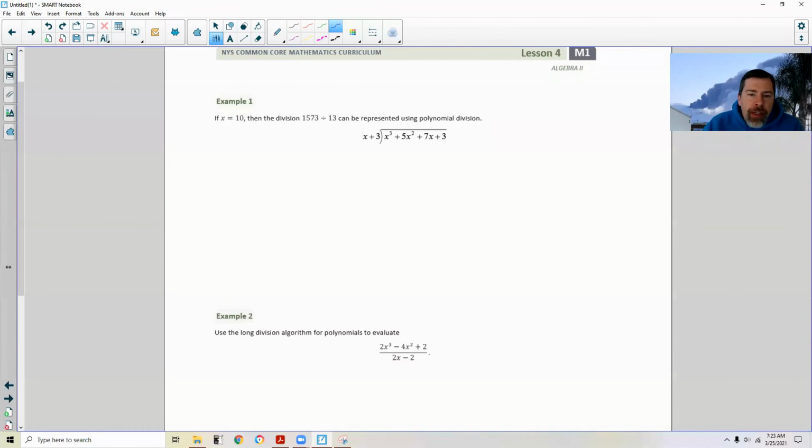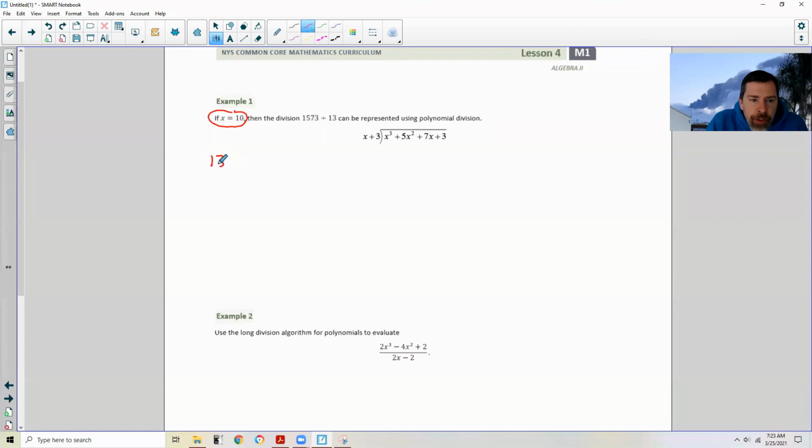All righty, page 2, example 1. Now we're looking at if x equals 10, so we're given a value for x. It says then the division of 1573 divided by 13 can be represented using the polynomial division x cubed plus 5x squared plus 7x plus 3 divided by x plus 3. Here's what they're talking about here. Let's do long division to find this.